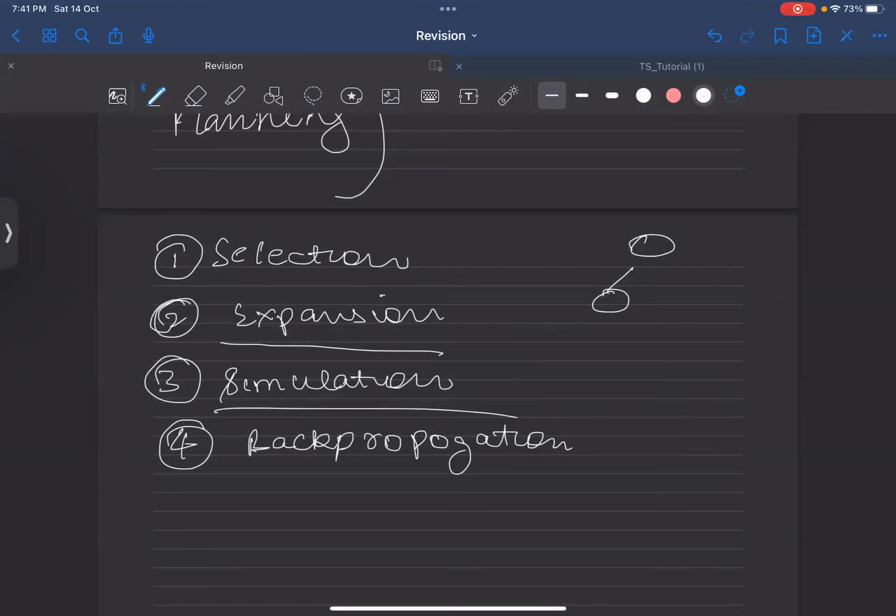This is the whole algorithm: searching, then checking whether it is a terminal state or not. If it is not a terminal state, selecting the action and adding one more child node, then doing the simulation, and then back propagating to update the value function.